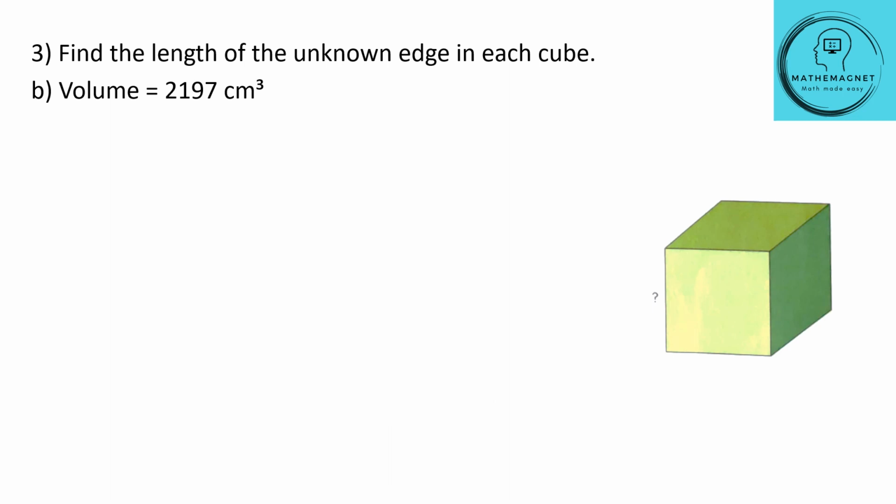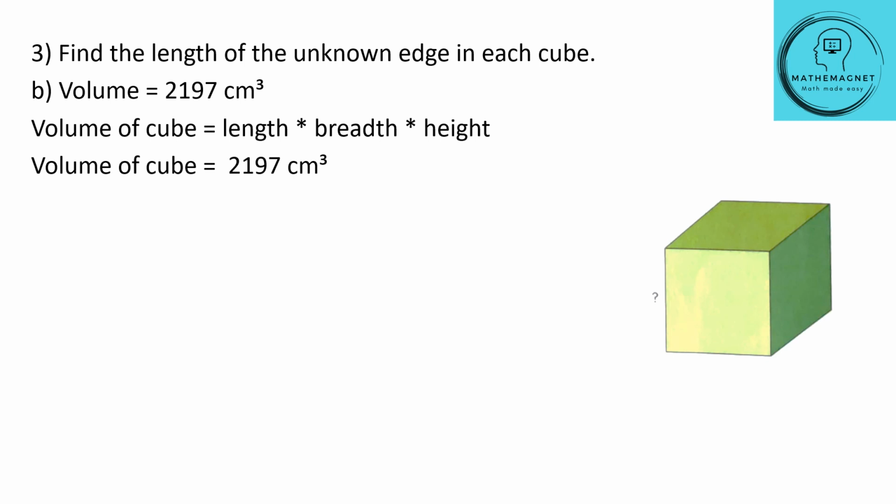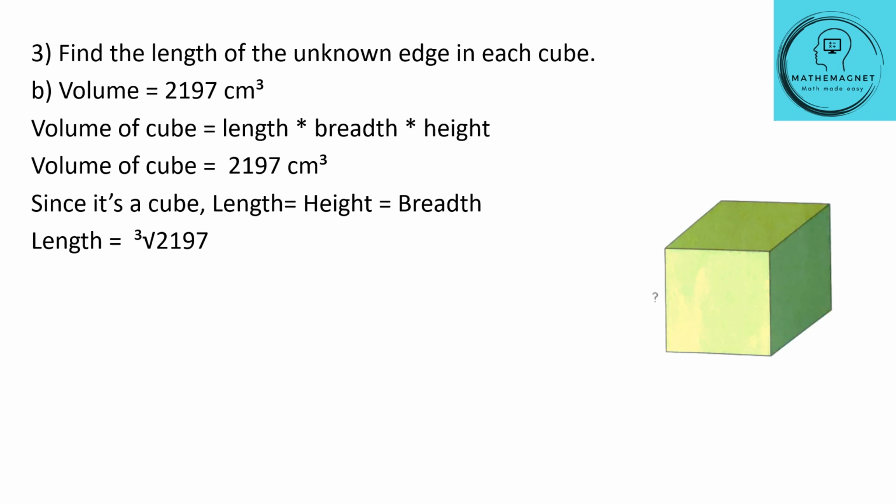of the volume. So basically volume of a cube will be length into breadth into height, and the volume of the cube here is 2197 centimeter cube. Since the length, the height and the breadth are equal, the length will be equal to the cube root of 2197. Now this we can find out using the prime factorization method.